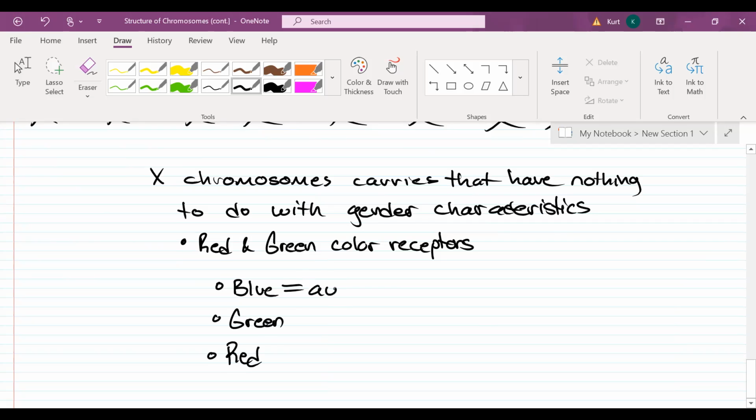This is carried on an autosome. I'm not sure which one. I think it might be the 17th pair that just sticks in my head for some reason. I may very well be wrong, so I'll just put autosome. But these 2 are carried on the X chromosome. The ability to see red and green has nothing to do with being a boy or a girl. This is just an example that the X chromosome carries non-sex traits.